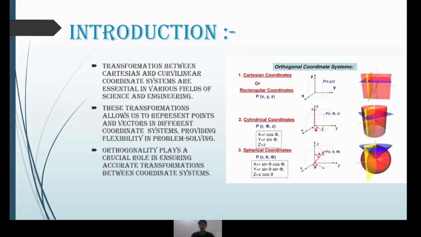Orthogonal coordinate systems like Cartesian coordinates or rectangular coordinates is represented P into x, y, z, and the representation is done like this. And cylindrical coordinates, they are P into r, psi, z: x equals r cos psi, y equals r sin psi, z equals z. And spherical coordinates: x equals r sin theta cos phi, y equals r sin theta sin phi, z equals z cos theta. And this is a representation, and this representation we'll study in brief in the next slide.